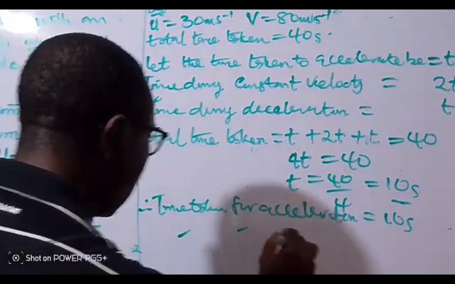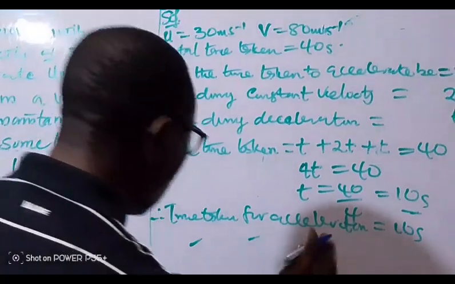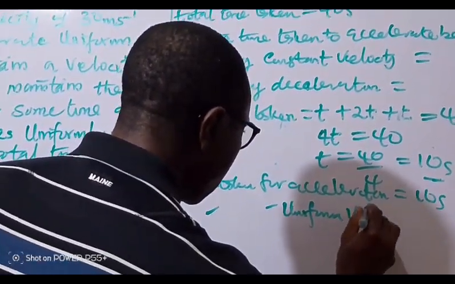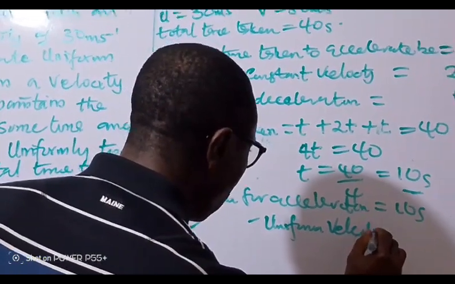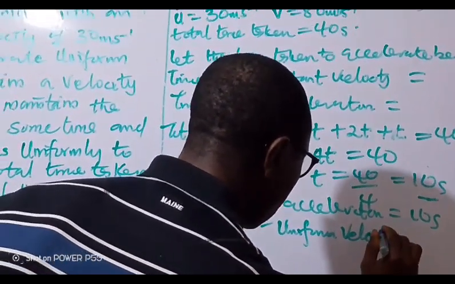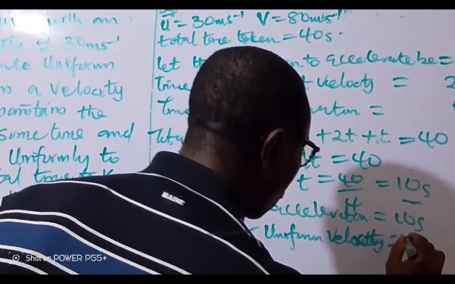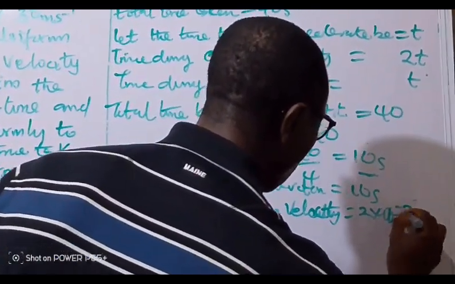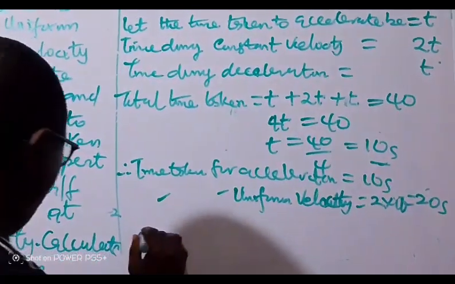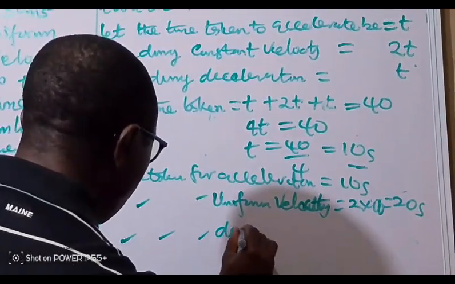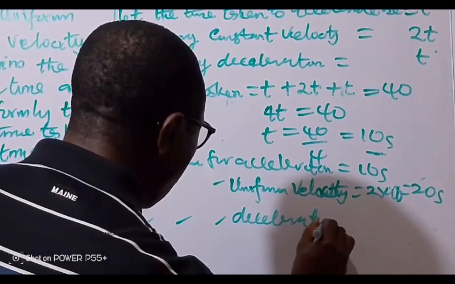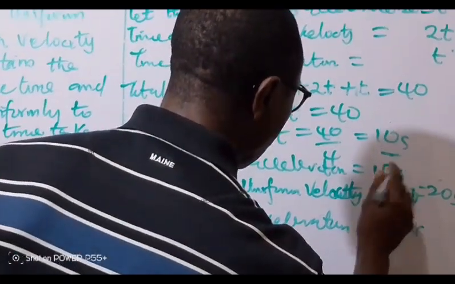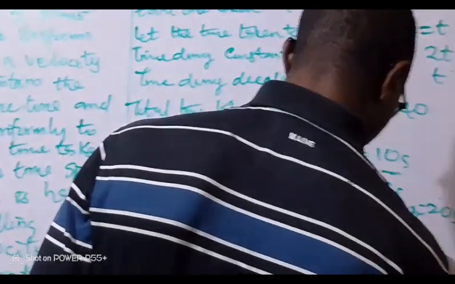Time taken for uniform velocity will be equal to 2 multiplied by t, which is 2 multiplied by 10. That's 20 seconds. And time for deceleration will be equal to 10 seconds also. That is 10 seconds, 20 seconds, 10 seconds.